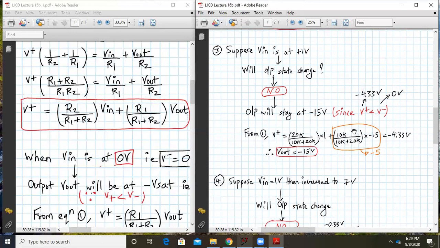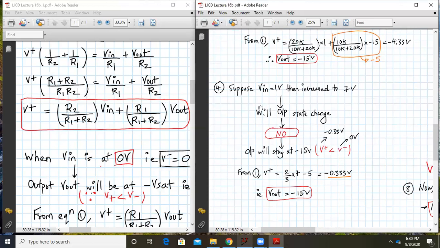Now if you work this out, this 1 by 3 into minus 15 will always be minus 5 until my output state changes, that is, becomes from minus 15 to plus 15. So until then, this number will be minus 5. That's good to know. So right now the situation is, if V in is at plus 1 volt, V plus is at minus 4.33. So definitely V minus will be greater than V plus because 0 is greater than minus 4.33. So my output will remain at minus 15. So the answer to the question, if V in is at 1 volt, will my output state change? Is no. The output will stay at minus 15.